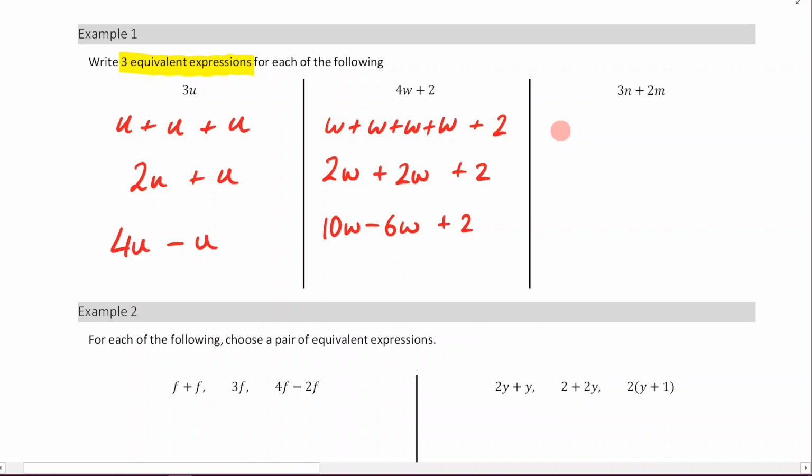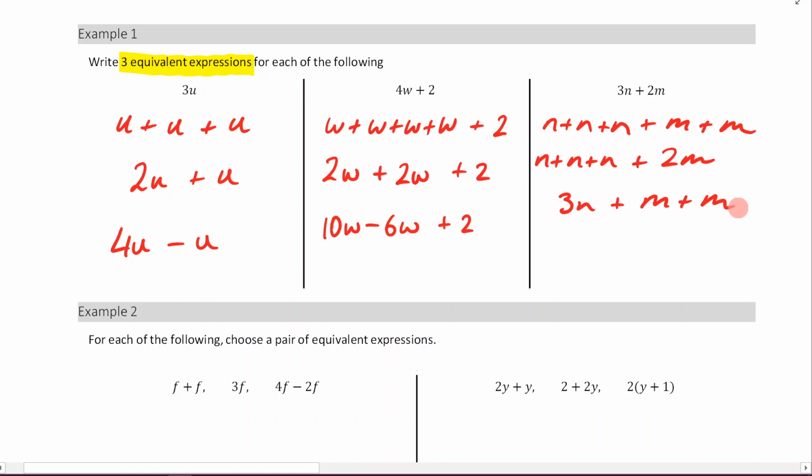All right, let's do the final one here, 3n plus 2m. Well, 3n, so that could be n plus n plus n, and then m plus m. Or we could say n plus n plus n and leave this as 2m. Or we could leave this as 3n and put m plus m here. So 3 equivalent expressions there.